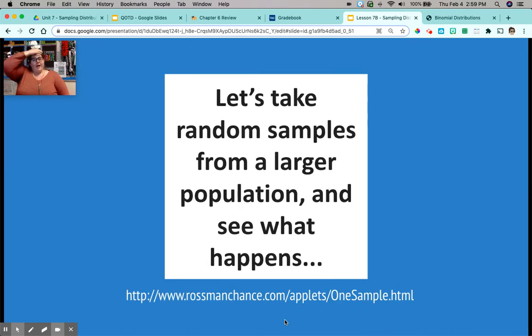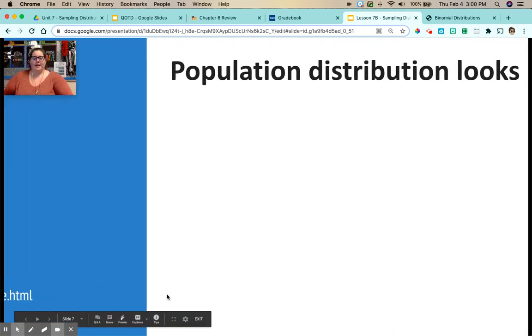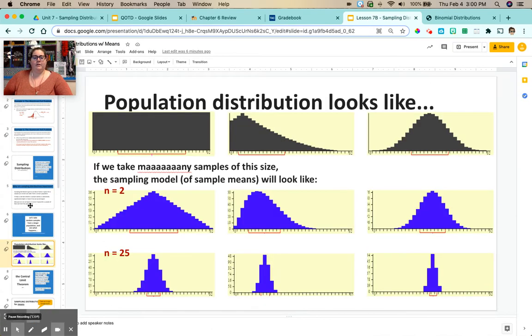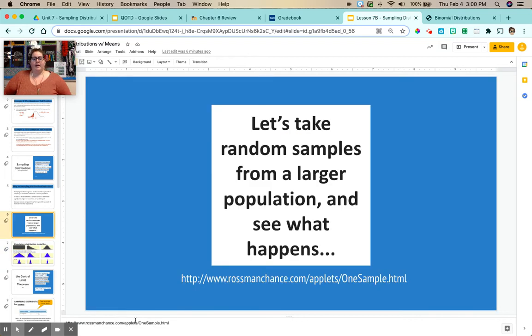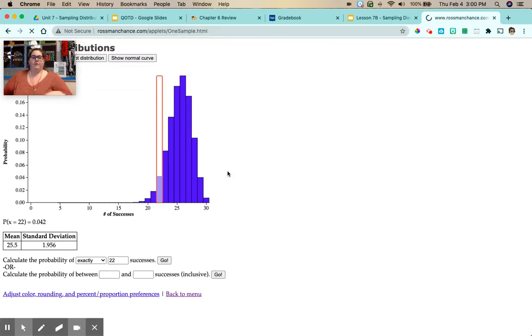So just to demonstrate, we're going to get into some of the rules and assumptions and conditions and steps for sampling distributions with means, but I wanted to do a quick little demonstration with an app. So I'm going to actually go back, and I want to go to this website and talk through a couple of things.